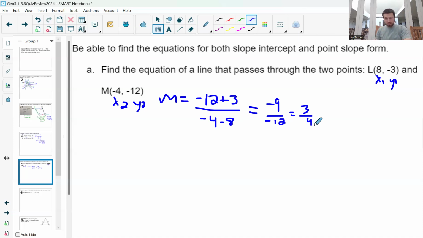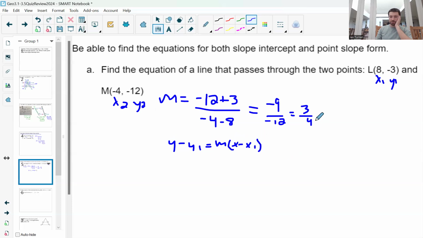Now we could do it a couple of different ways, depending on what you're more comfortable with. You could start in slope intercept and then do point slope. Again, I think it's really nice to start in point slope. Okay, this is point slope: y minus y1 equals m times x minus x1.